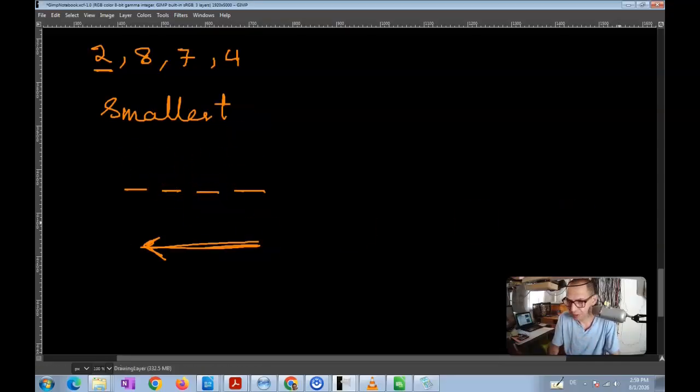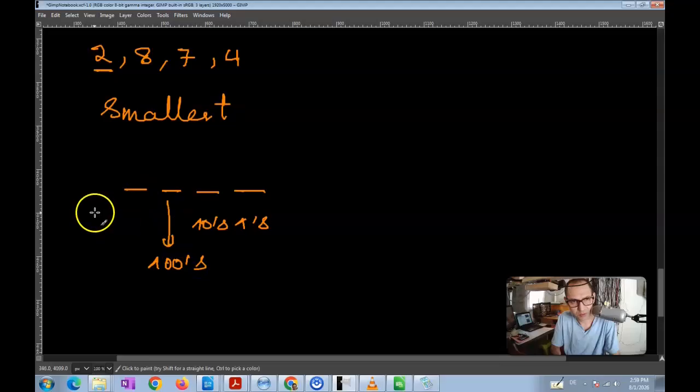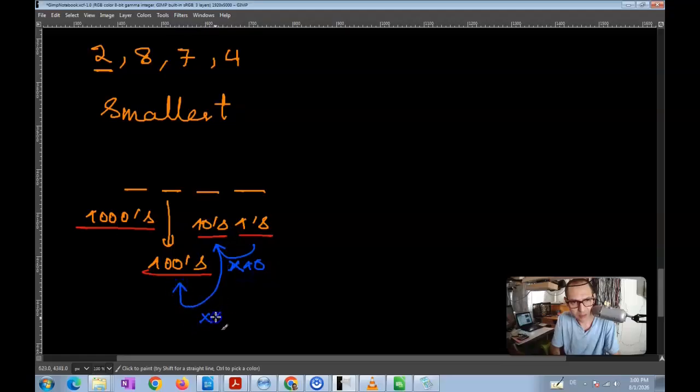Meaning that I have my number over here, so this is the 1's place value, this over here is the 10's place value, this over here is the 100's place value, and this over here is the 1000's place value, right? And you can see 1, 10, 100, and 1000, and you see that 1 times a 10 is 10. Now 10 times a 10 is 100, and 100 times a 10 is going to be 1000.